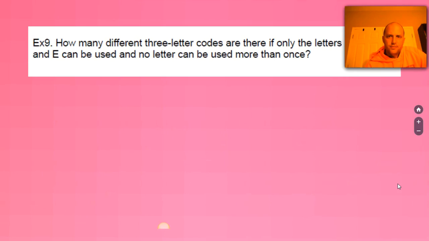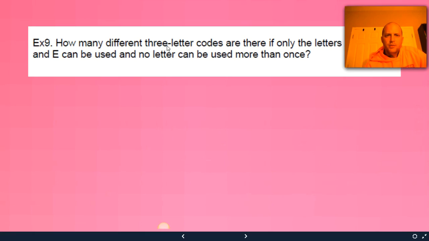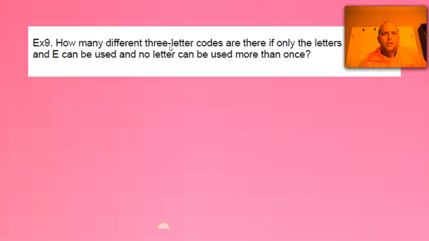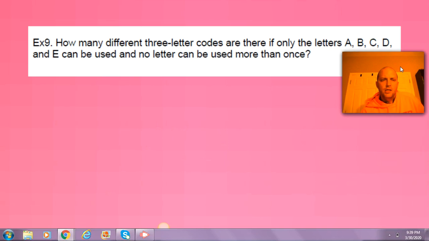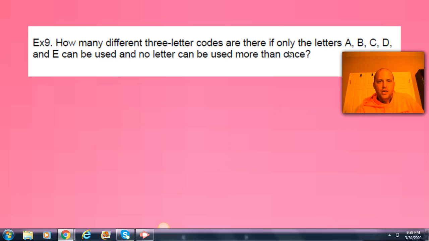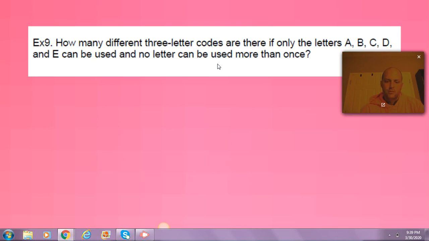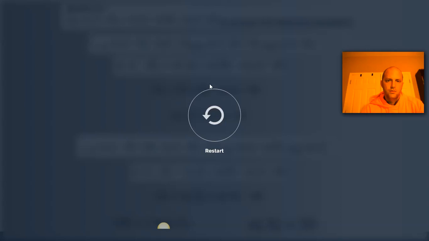All right, so moving along here. So I take a look. It says how many different three-letter codes are there if only letters A, B, C, D, and E can be used. No letter can be used more than once. So number one, you got to count. Okay, we got a three-letter code, and we got to count letters. So, okay, A, B, C, D, and E. So that's 5, right? So the big number comes first. Okay, you can't use a letter again. So again, you can't repeat. So this is a permutation.